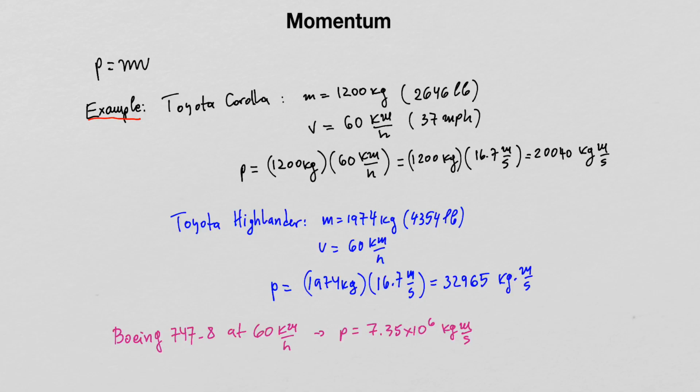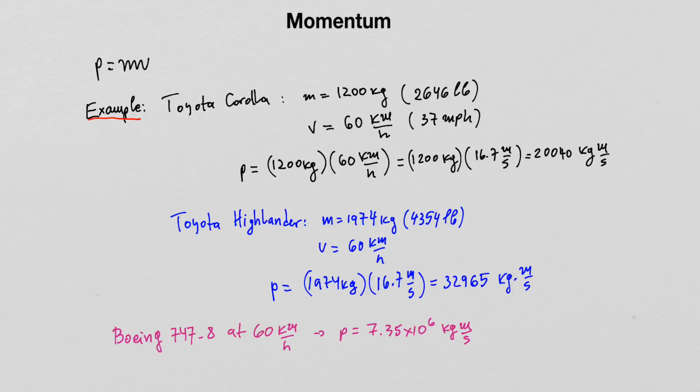If you look at a middle-of-the-road Toyota Corolla, it has a mass of 1,200 kilograms, which is 2,646 pounds. If that Toyota Corolla is moving at 60 kilometers per hour, which is 37 miles per hour, the momentum of this Toyota Corolla would be 1,200 kilograms times 60 kilometers per hour, which is 1,200 kilograms times 16.7 meters per second. And that's resulting in 20,040 kilograms meters per second. So that is the momentum of that Toyota Corolla.